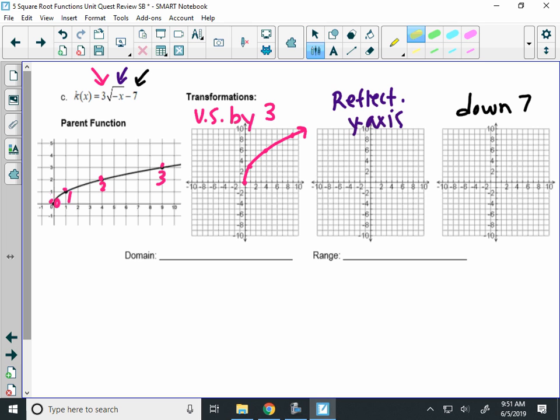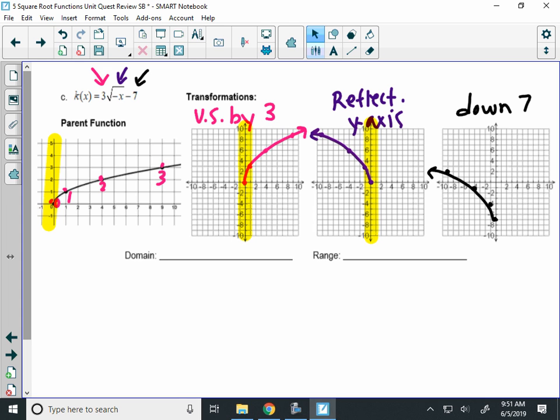To reflect over the y-axis, you have to know where the y-axis is. That's the up and down one. So I'm just going to flip my graph over that axis. The points all stay the same otherwise. Negative 1, 3, negative 4, 6, negative 9, 9. And then down 7 is simple. You take each point and just move it down 7 units. So 0, negative 7, 1, negative 4, 4, negative 4, negative 1, and then 9, 2. That would be a graph.